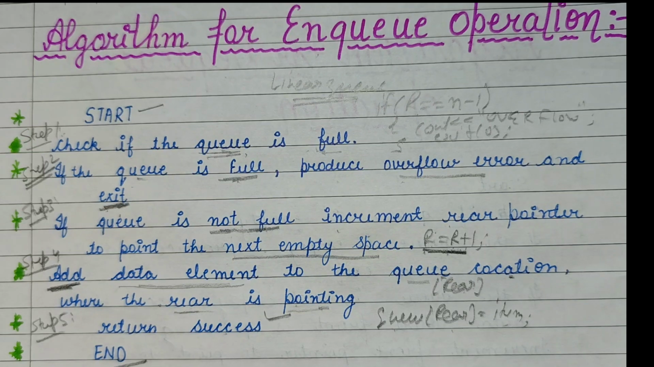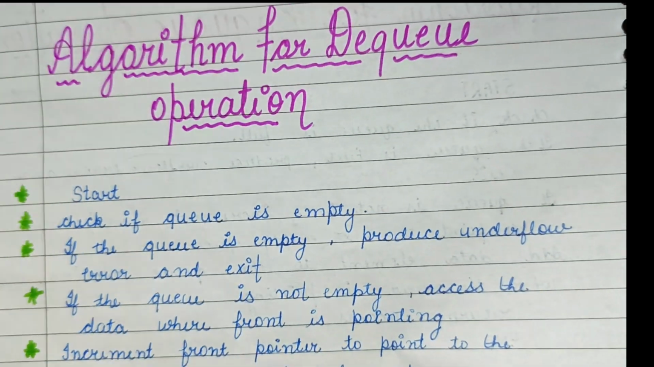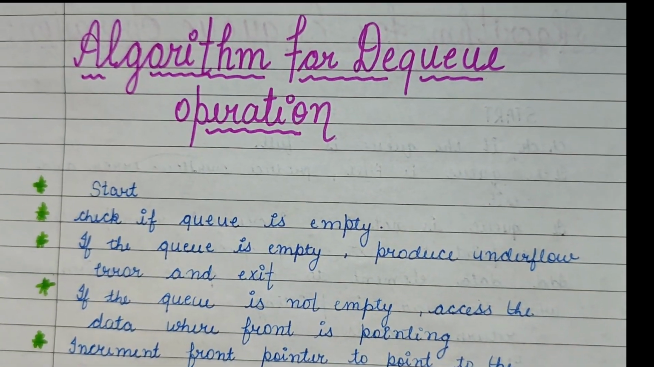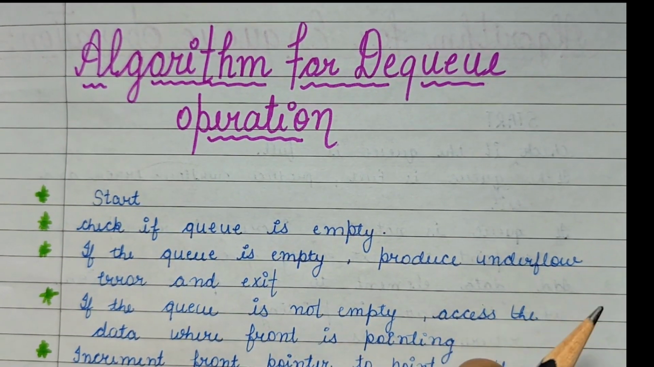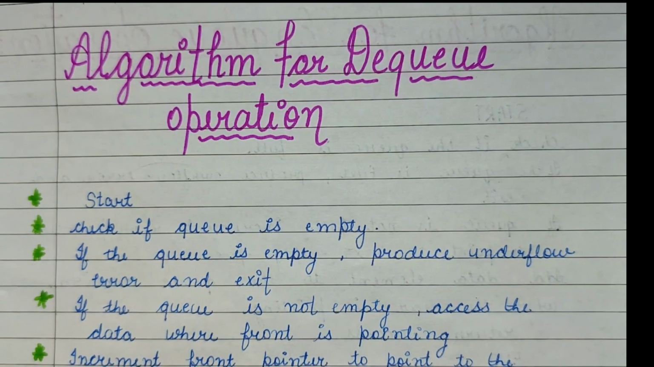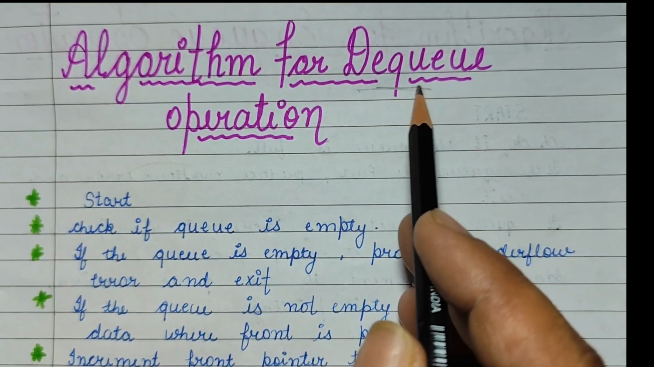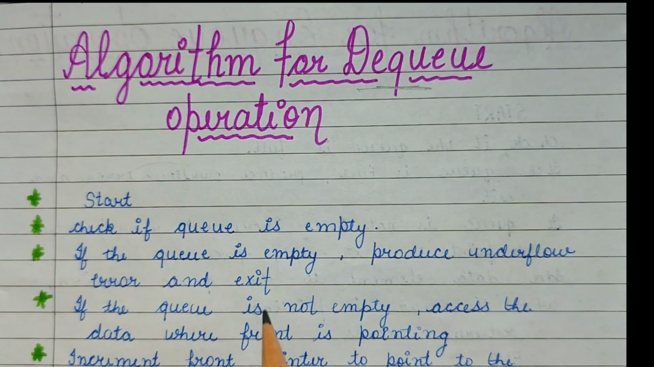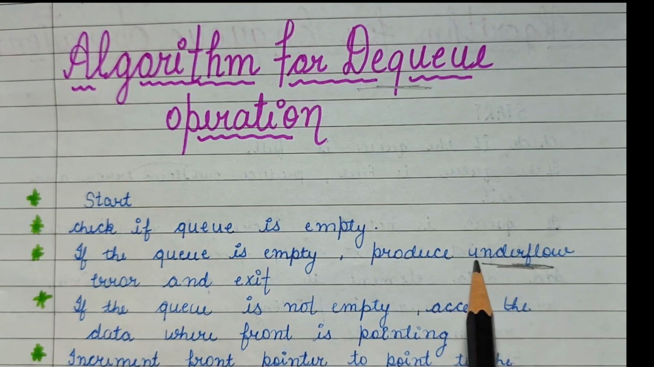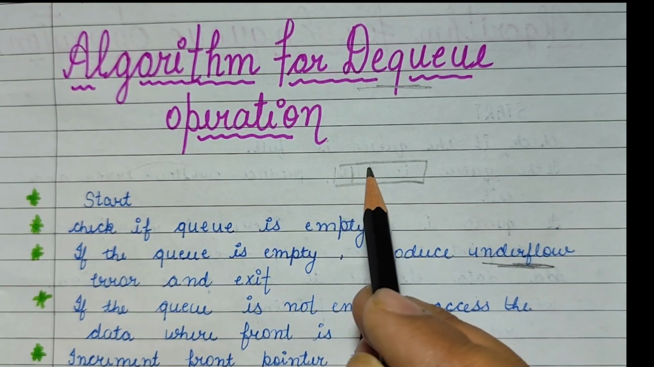Now we discuss the algorithm for performing the Dequeue operation on a queue. These are the algorithms for a linear queue. For the Dequeue operation, we have to check the condition of underflow. Underflow occurs when your queue is empty.